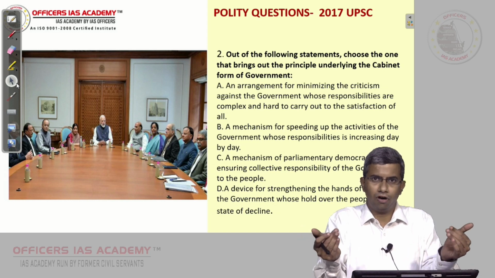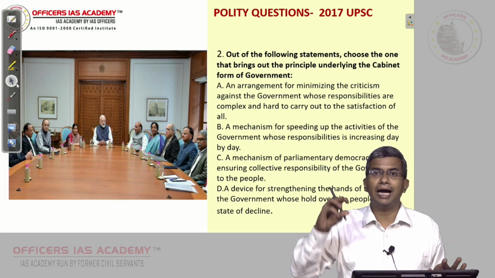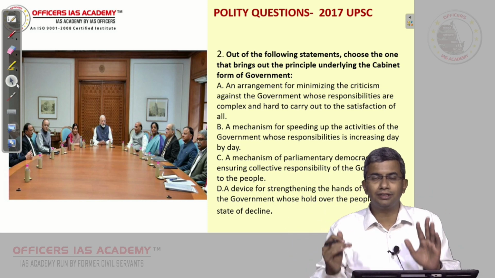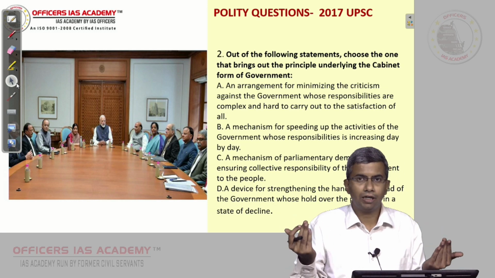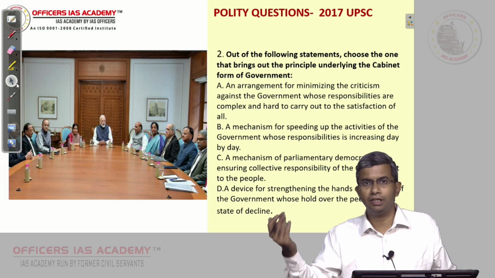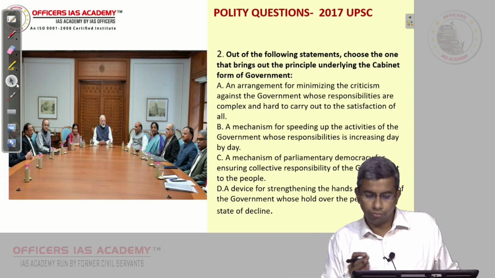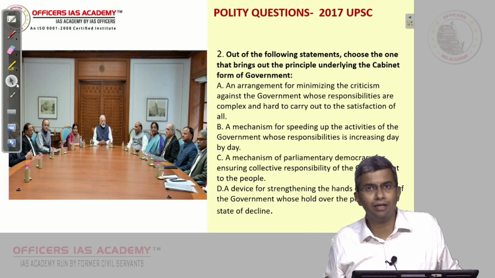In a democracy, governments can always be criticized, so automatically A is out. A device for strengthening the hands of the head of the government whose popularity is diminishing. If the popularity is diminishing, then the head of the government, which is the Prime Minister or the Chief Minister, will be changed. But that is not for what cabinet form of government is formed. So, D also immediately you can remove.